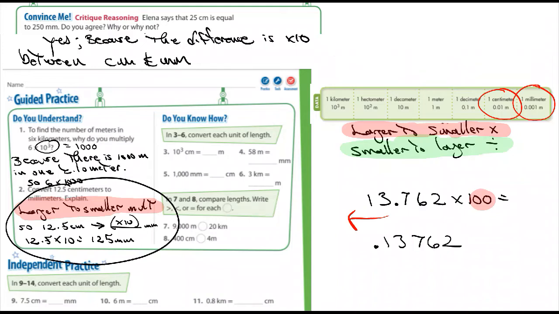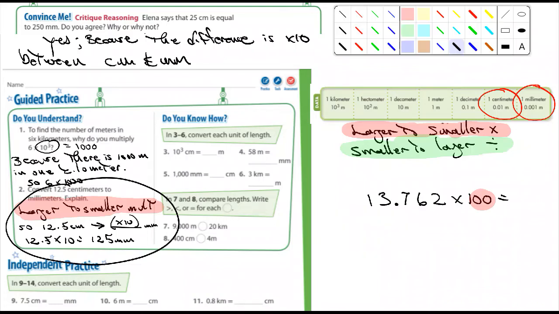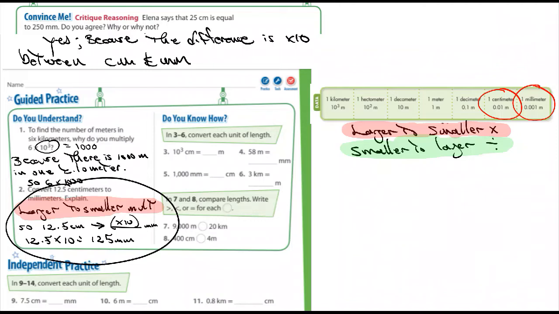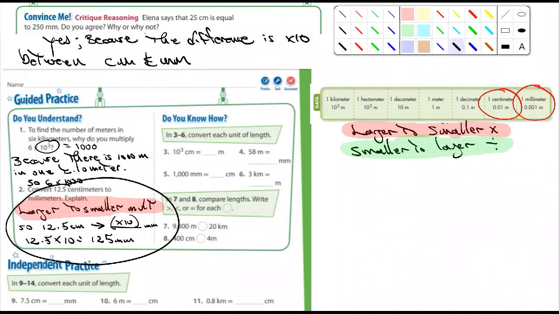We're going to move the decimal to the right, and we're going to move it to the right two places. So 1, 2. So the new number is 1376.2. So, for those of you that weren't here when I taught this, anytime you multiply a decimal by 100, or by 10, or by 1,000, or even 10,000, you just move that decimal that many places.